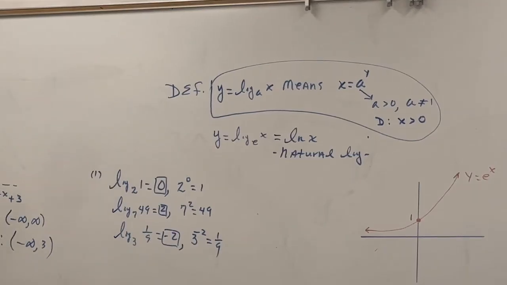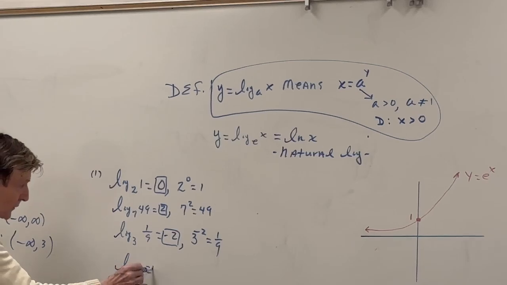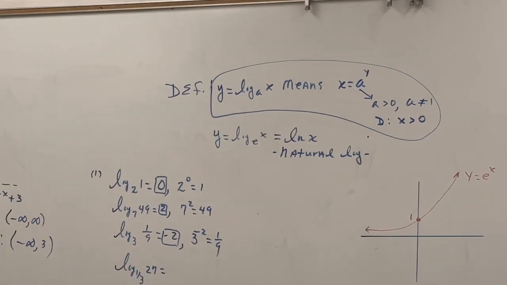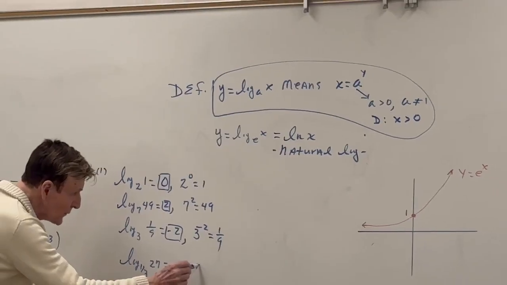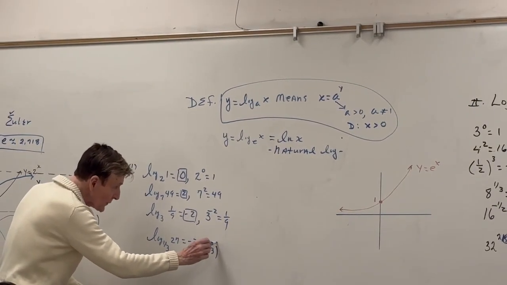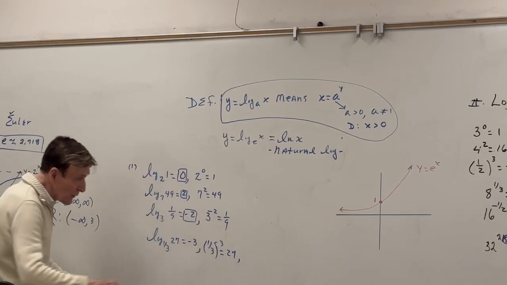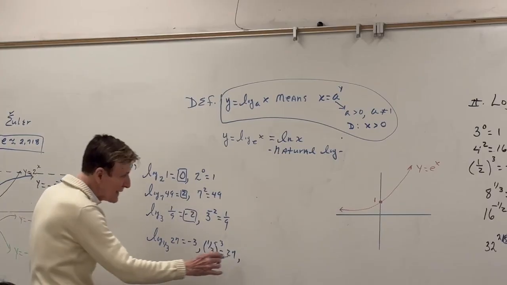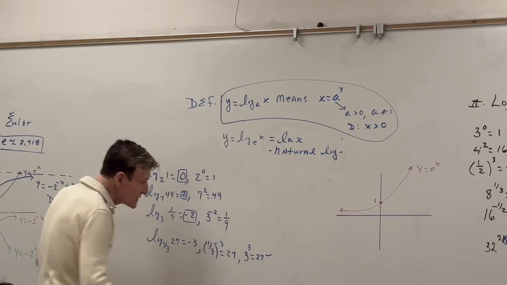What's the next one? Logarithm base 1/3 of 27. Be careful. Is it -9? Negative, not 9. Is it -3? Let's see if it is. We'll check it. 1/3 base she gave me. If that answer is -3, this should check: raised to a -3, you hope to get 27. Yeah, 1/3 raised to a -3 means 3 cubed. And yes, it checks.